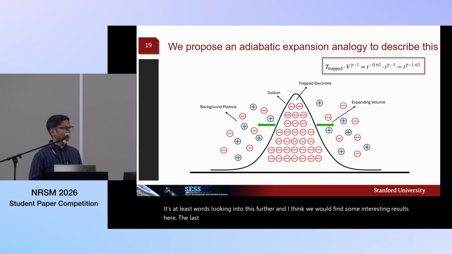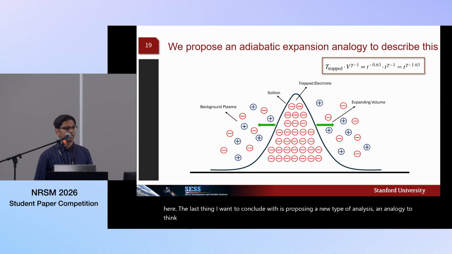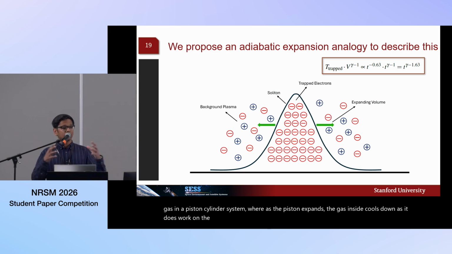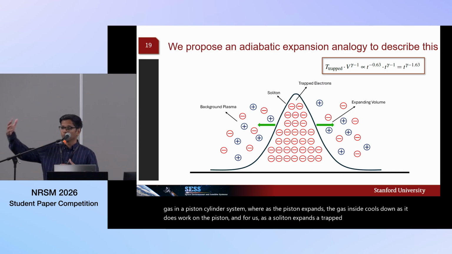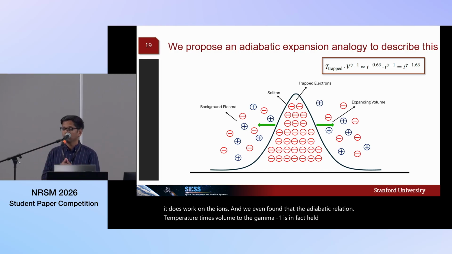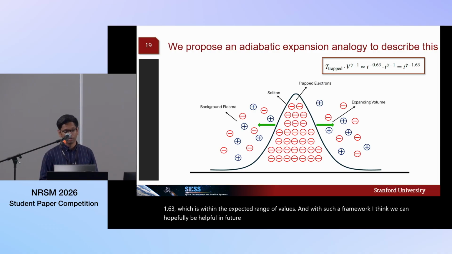The last thing I want to conclude with is proposing a new type of analogy to think of Landau damping of solitons. Our results reminded us of an adiabatically expanding gas in a piston cylinder system where as the piston expands, the gas inside cools down as it does work on the piston. And for us, as a soliton expands, the trapped electrons cool down as they do work on the ions. And we even found that the adiabatic relation of temperature times volume to the gamma minus 1 is in fact held constant if we assume a gamma of 1.63, which is within the expected range of values. And with such a framework, hopefully it'll be helpful in future studies of Landau damping of solitons.